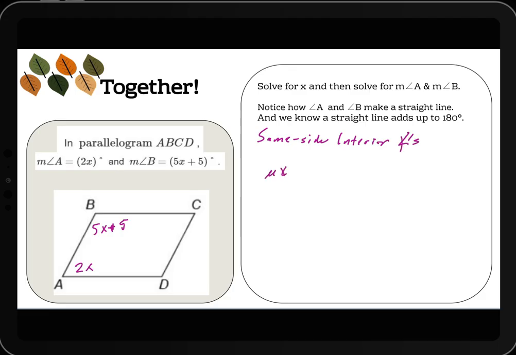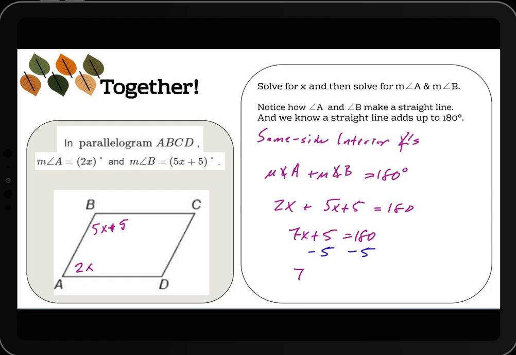We know that the measure of angle A plus the measure of angle B is equal to 180 degrees. So therefore we can plug in the value of A, we can plug in the value of B, and their sum is 180. So here we get 7x plus 5 equal to 180, and we can go ahead and subtract 5 on both sides. So here we get 7x is equal to 175, and then we can divide by 7. Once we divide by 7, I end up with x is equal to 25.